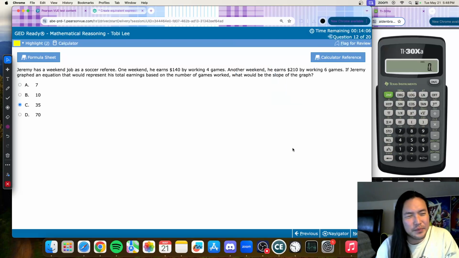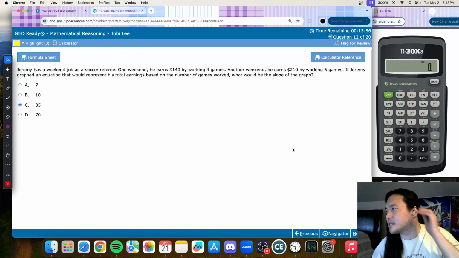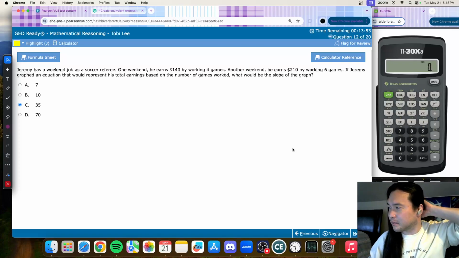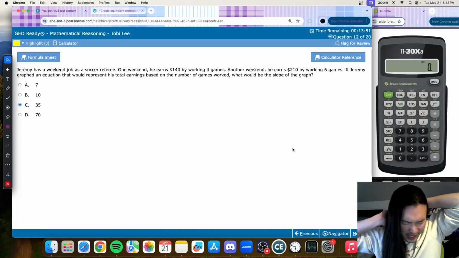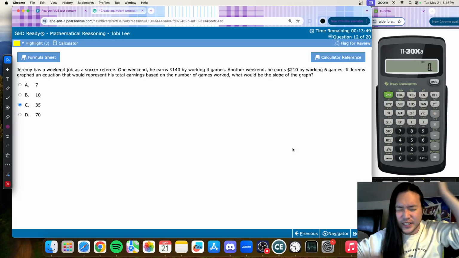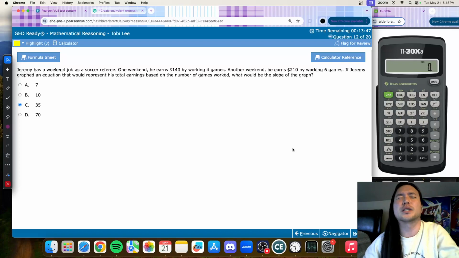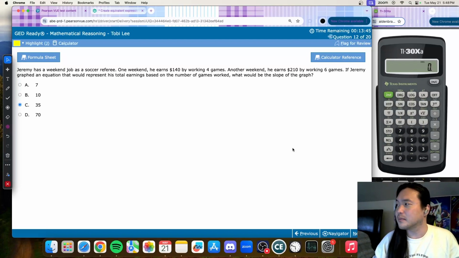Let's read it one more time. Jeremy has a weekend job as a soccer referee. One weekend he earns $140 by working 4 games. Okay. So here the assumption is that he makes the same amount of money for each game. So if he works 4 games and he made $140, very simply, 140 divided by 4 is 35. He makes $35 per game.